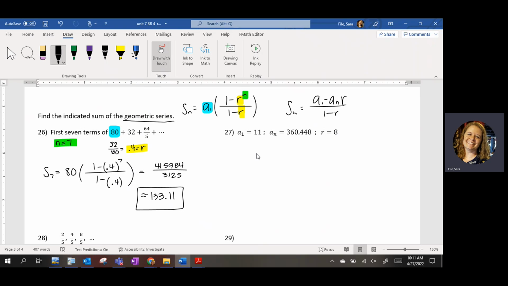All right, now on 27, we know the first term. The first term is given.